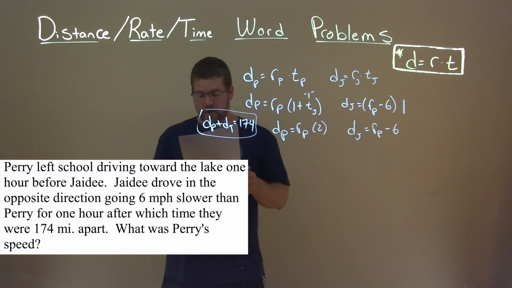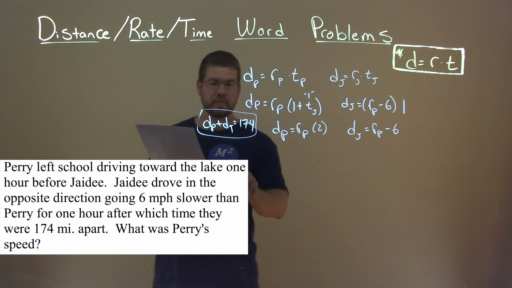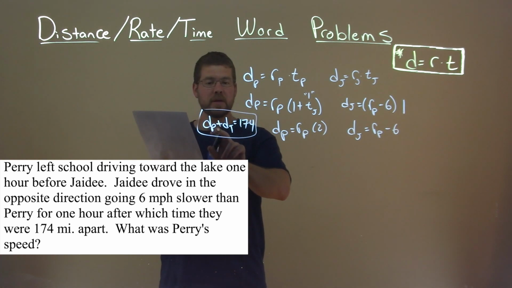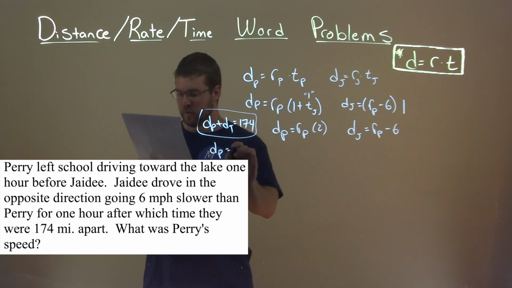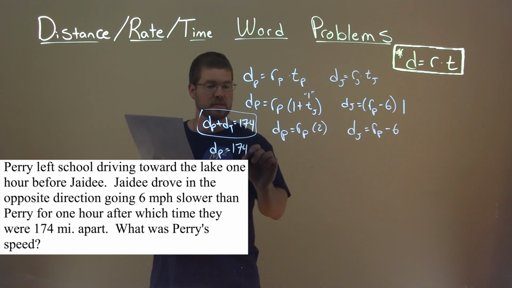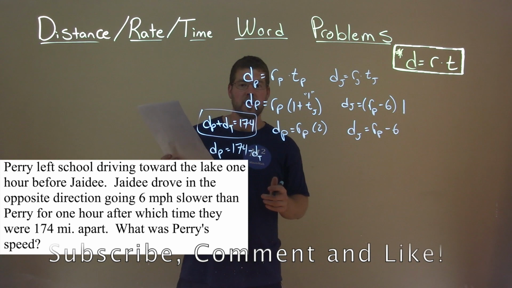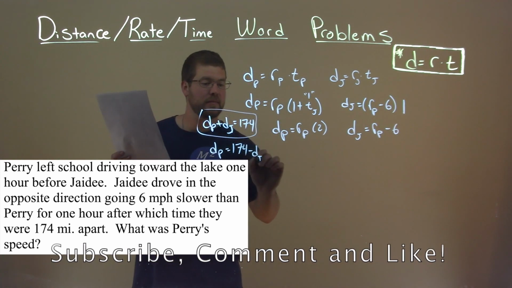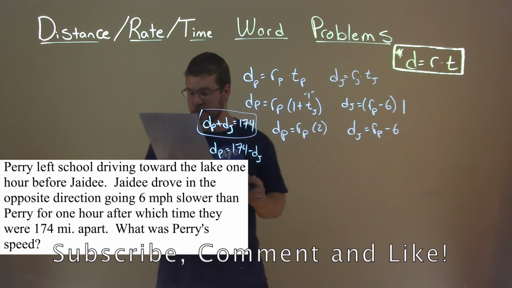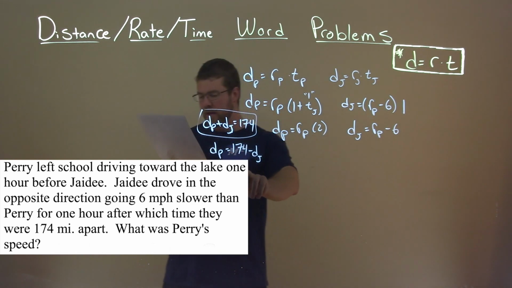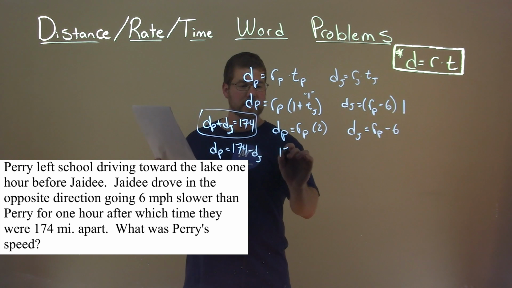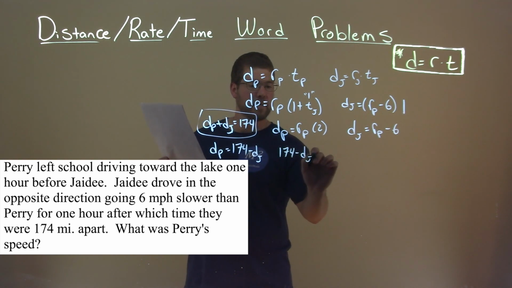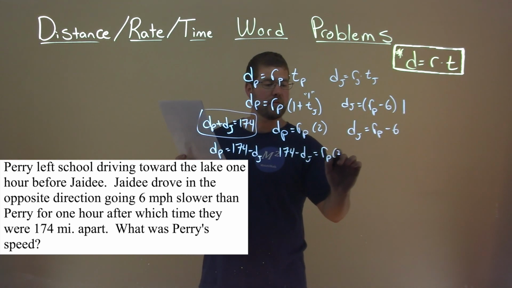And that's where it gets a little tricky, okay? We can rewrite d of p, if we subtract d of j from both sides, d of p is equal to 174 minus d of j, the distance of JD. And so we can use that and actually plug it into this equation right here. So instead of d of p, we're going to write that 174 minus d of j is equal to r of p times 2.